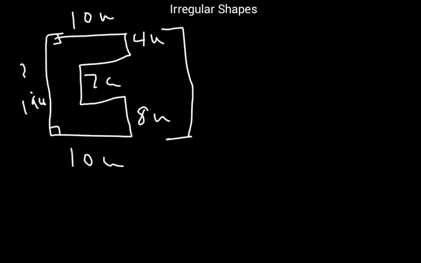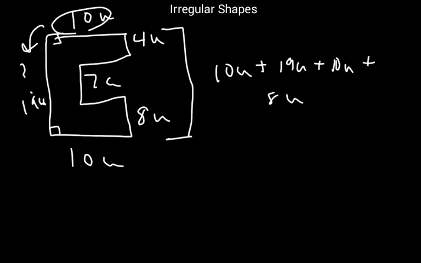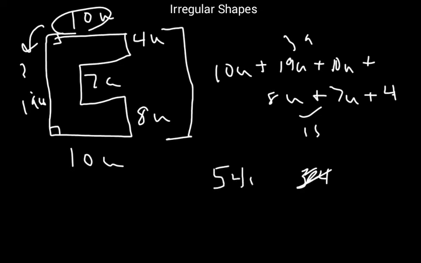And then to find the perimeter of this shape, if we start here, you would do 10, go this direction. 10 units plus 19 units plus 10 units plus 8 units plus 7 units plus 4 units. And when you add them all together, this would be 15, this would be 39, so 54. I'm going to try that again. 54 units. I think I added that pretty quick, so you check it and make sure I didn't make a mistake, because it could have combinations of shapes.